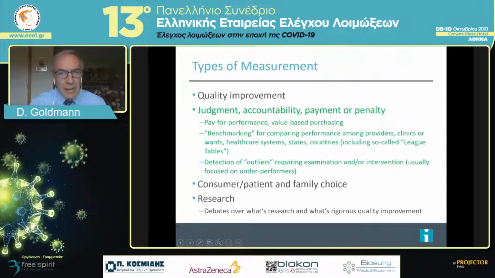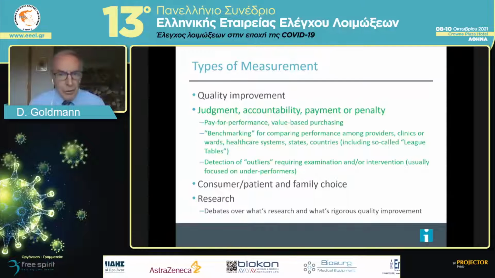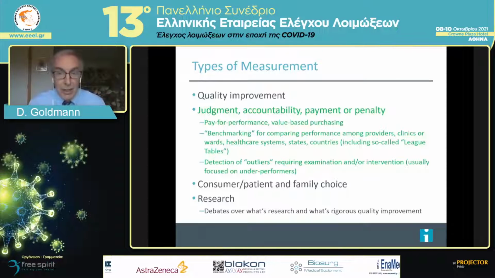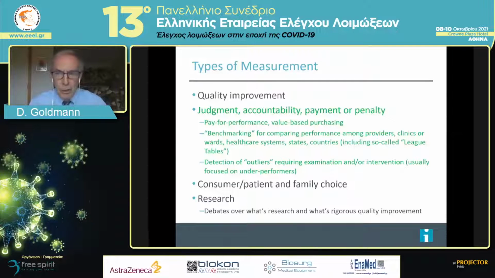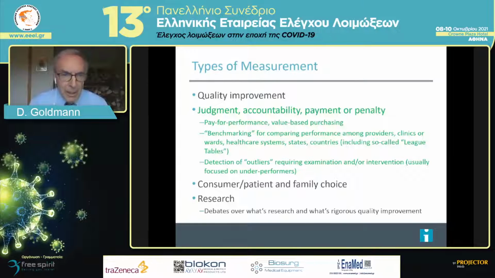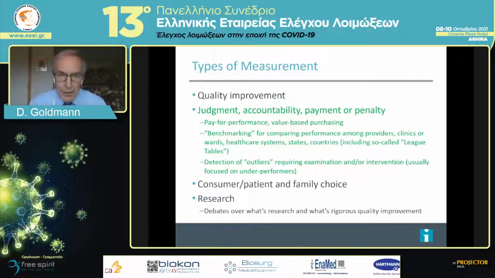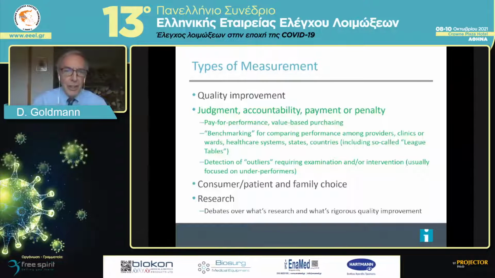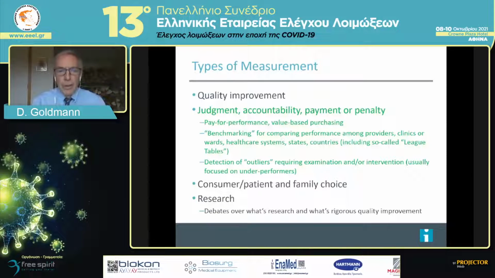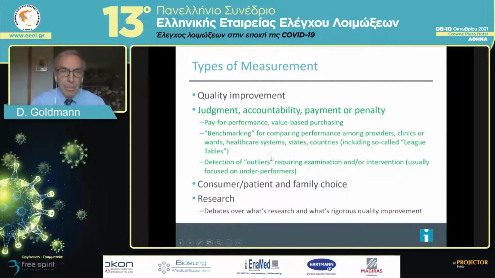And that brings me quickly to the judgment or accountability measures. Pay for performance, benchmarking to compare doctors or clinics or states or countries. Some people call these league tables because they look like the football rankings in Europe. The detection of people who are outliers and require the government to go in and examine them more carefully. These are the judgment measures that are so important in our daily lives as quality improvers and clinical people.